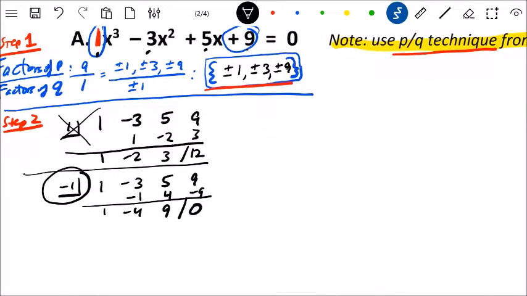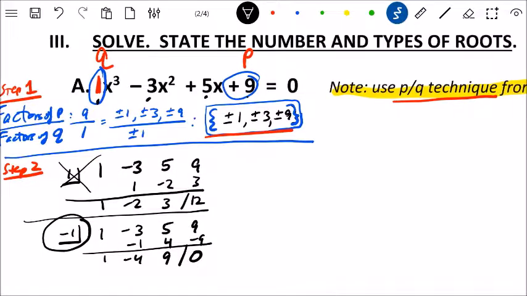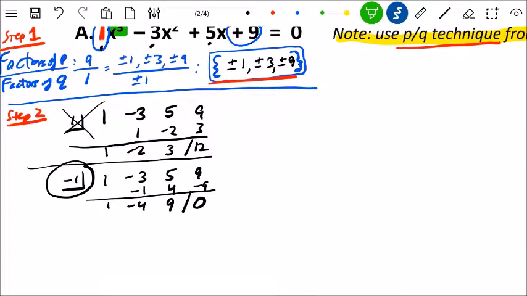Okay, so now I know I have one of them, but I need to find the other two because this tells us that there are 3 solutions. So we already know there's 3 of them. We just need to know how many of each type of solution. And we now know that -1 is one of the solutions. So what we do is we make the depressed polynomial, x squared minus 4x plus 9.